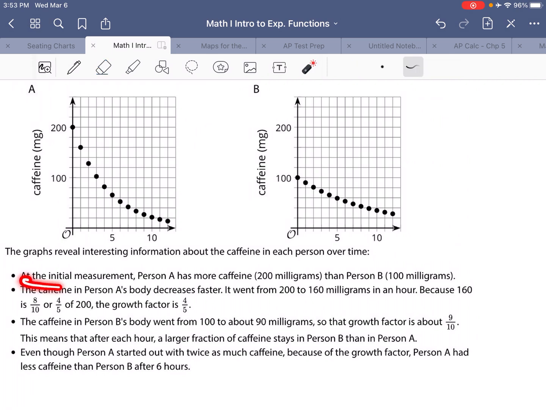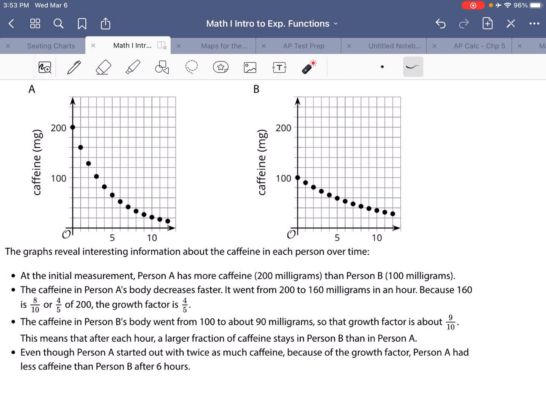First of all, at the initial measurement, or where time is equal to 0, which is no time has passed since we first measured, this person has 200 milligrams and this person has 100 milligrams. So we can compare the starting points. We can also compare the growth or decay factors.